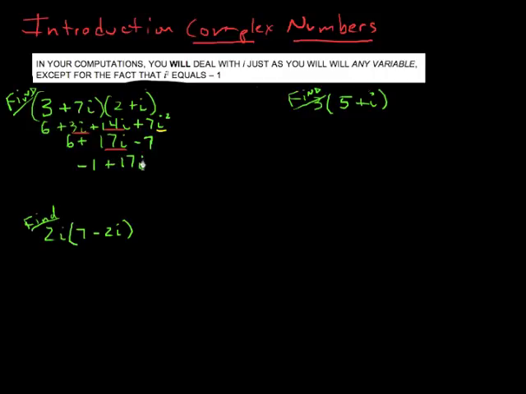Remember, we're treating i like a variable, except for the fact that i squared equals -1. You don't see an i squared there, right? So just treat it like a variable. So -1 plus 17i. What about this one? 3 times 5 plus i. Treat it like a variable. 3 times 5 is 15, plus 3 times i is just 3i. Now this one, 2i times 7 is, whoops, is 14i.